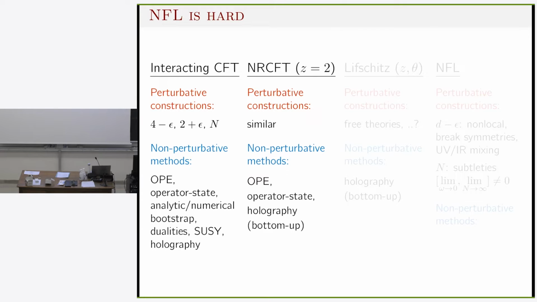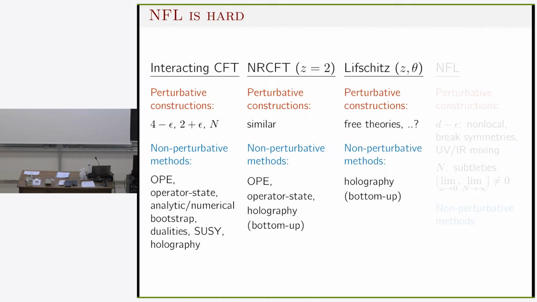But it turns out that there's still enough symmetries to do a lot of similar things. So perturbative constructions also exist. The critical dimension is a bit different, but otherwise it's pretty similar. And it turns out that there's still some notion of an operator-state correspondence, and so on. But if we generalize one step further and allow this dynamic critical exponent z to be an arbitrary number, there already we don't have much of a handle on these problems.